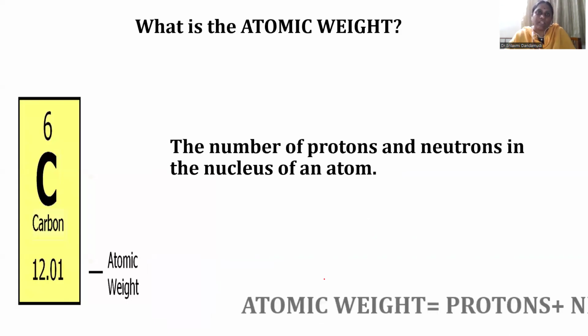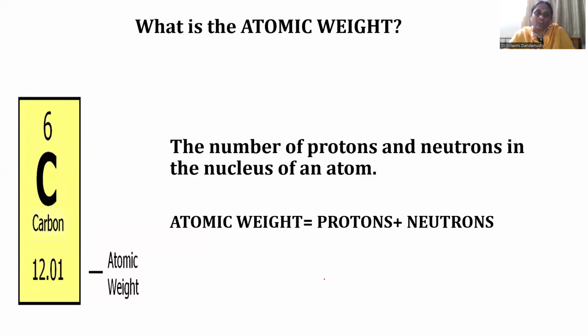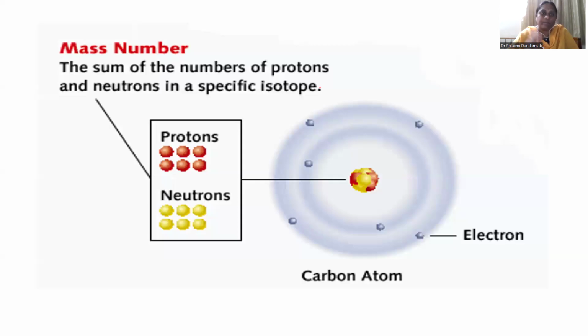Now, atomic weight or mass number. Atomic weight or mass number is the sum of neutrons and protons present in the nucleus. P represents the proton and N represents the neutron. These are present in the nucleus. Next, see here, this is a nucleus. It contains neutrons and protons. This is called the mass number.